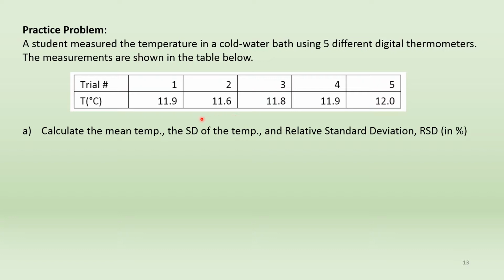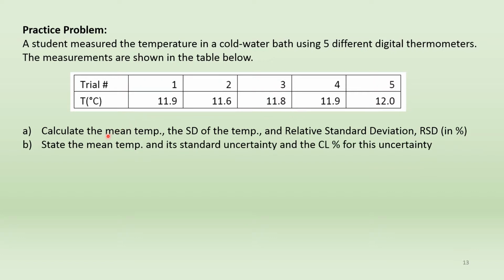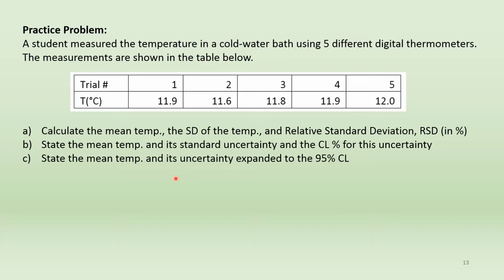I'd like you to calculate the mean temperature, the standard deviation of the mean temperature, and the percent RSD. Then I'd like you to state the mean temperature and its standard uncertainty and the confidence level for this uncertainty. State the mean temperature and its expanded uncertainty at the 95% confidence level. So I'll let you work that out, pause the video, and then when you're ready, come back and check your answers.